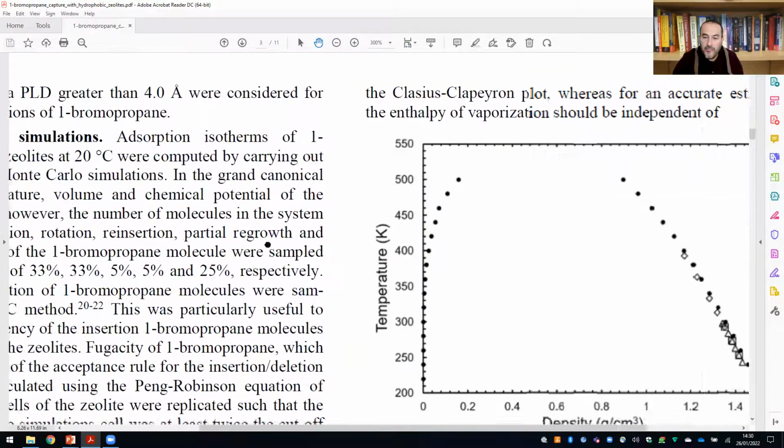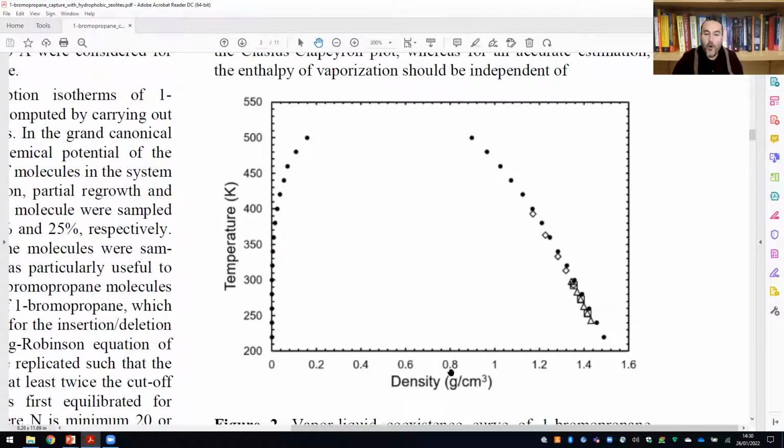Yeah, okay. So this is the vapor liquid coexistence curve of 1-bromopropane. The closed circles are computationally simulated data. The densities of 1-bromopropane in the vapor phase as a function of temperature, and the liquid phase as a function of temperature. So this is temperature, and these are densities in the vapor phase, and then in the liquid phase. The squares, triangles, and diamonds are experimental data.